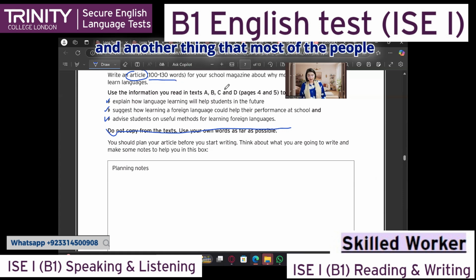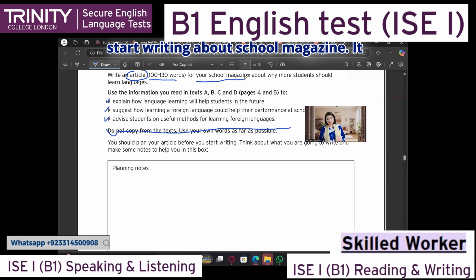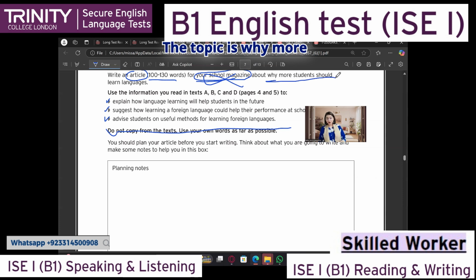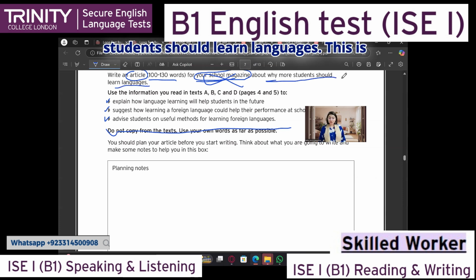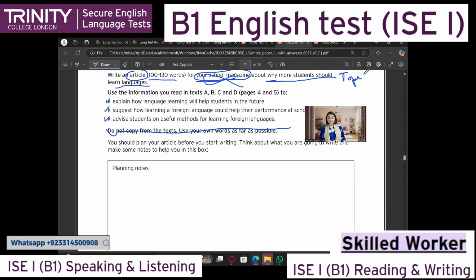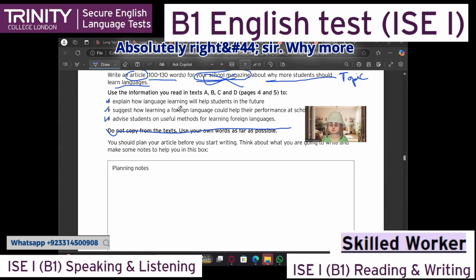Another thing is that most people start writing about the school magazine. It is not about a school magazine. You might be writing for a school magazine, but this topic is not about the school magazine. The topic is why more students should learn languages. Language is your topic actually. What is the topic? Why more people learn languages?